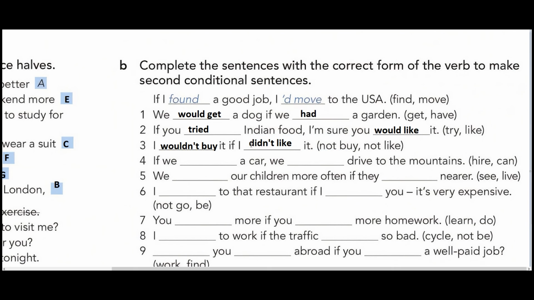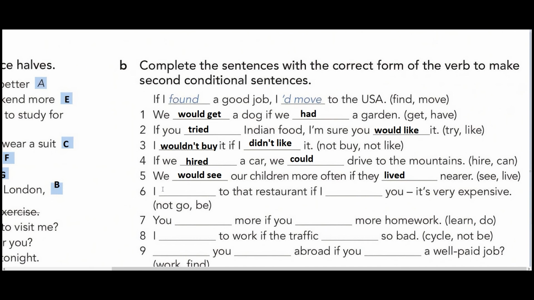Again, after if we use the past simple, the second half is just with would plus infinitive. If we hired a car, we would, it's not we would can, no. We could drive to the mountains. So we can use the verb can in the second conditional by using this form, could. Next, we would see our children more often if they lived nearer.